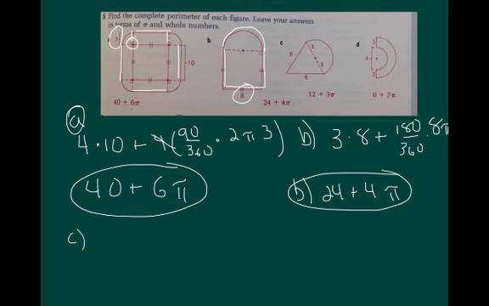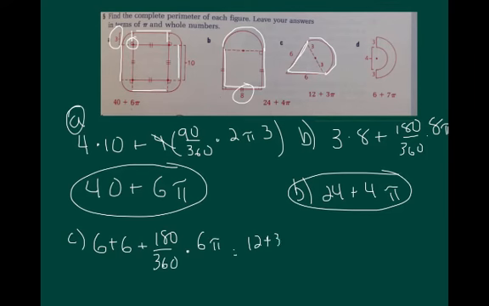Okay, C is going to be this ice cream cone shape, which has 2 sides that are 6 and 6. So that's easy enough. And then another half circle with a diameter of 12. So that's going to be plus 180 over 360 times 6 pi, which gives us a final answer of 12 plus 3 pi.